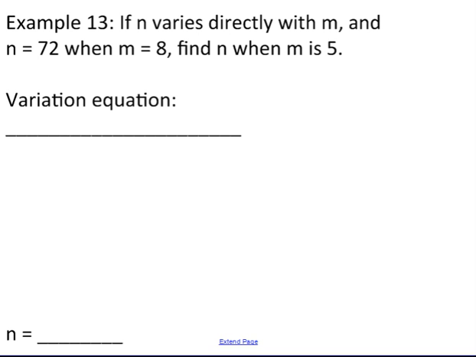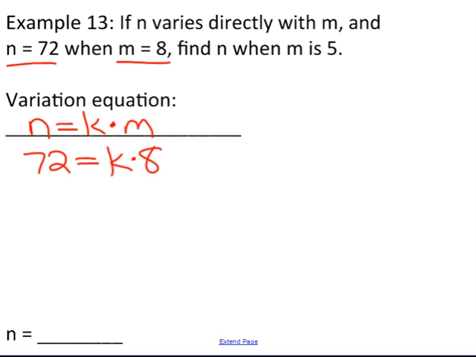Let's do another example. N varies directly with m. N is equal to 72 when m is equal to 8. Find n when m is 5. Variation equation, n varies directly with m. Using the first set of numbers, n is equal to 72 and m is equal to 8. So we have to use the first set of numbers to solve for k. And we get k is equal to 9.